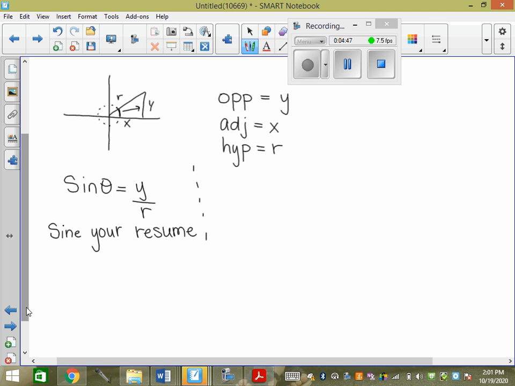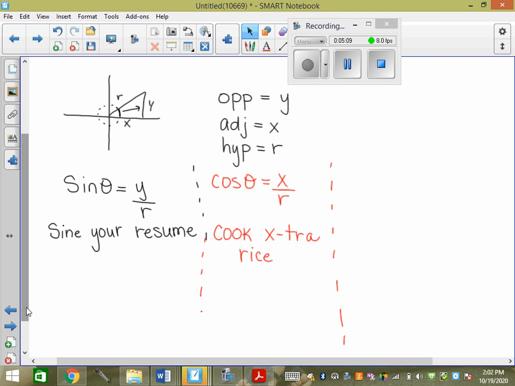Okay. So then we have cos theta is adjacent over hypotenuse, or x over r. So in the past, lots of years ago, people came up with this acronym. Cook extra rice. Extra is not spelled right. That's okay. Who doesn't need rice, right? Extra rice is even better than just normal rice.